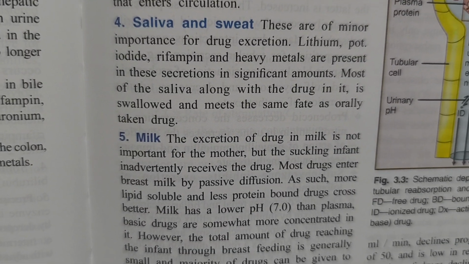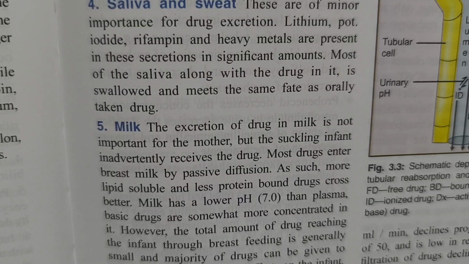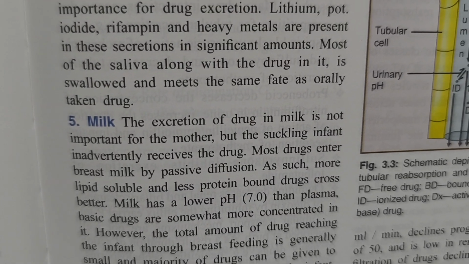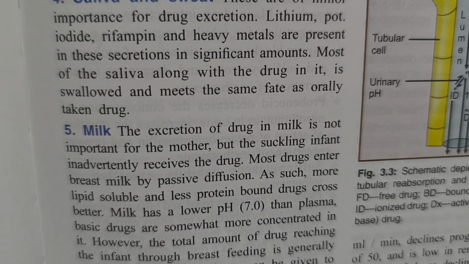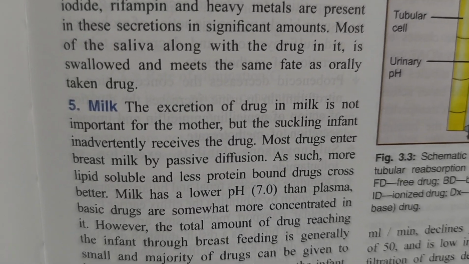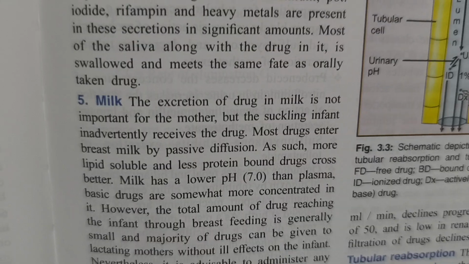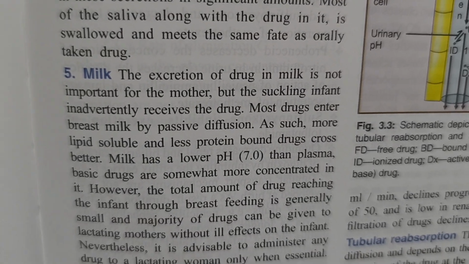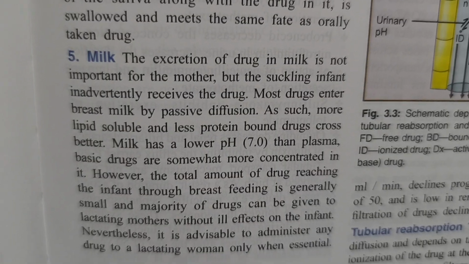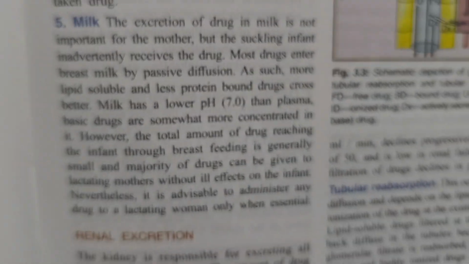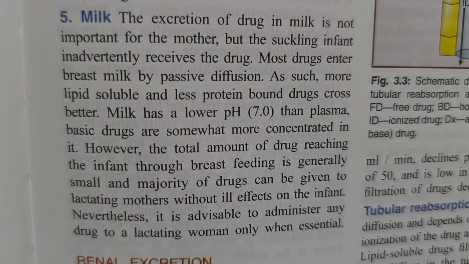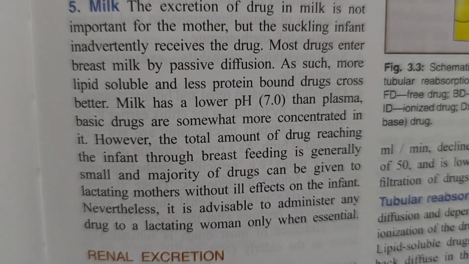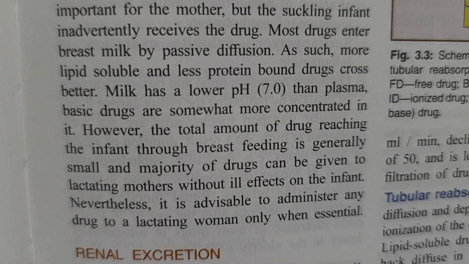Fourth, saliva and sweat. These are of minor importance for drug excretion. Lithium, potassium iodide, rifampicin, and heavy metals are present in these secretions in significant amounts. Most of the saliva, along with the drug in it, is swallowed and meets the same fate as orally taken drugs. Fifth, milk. The excretion of a drug in the milk is not important for the mother, but the suckling infant inadvertently receives the drug.